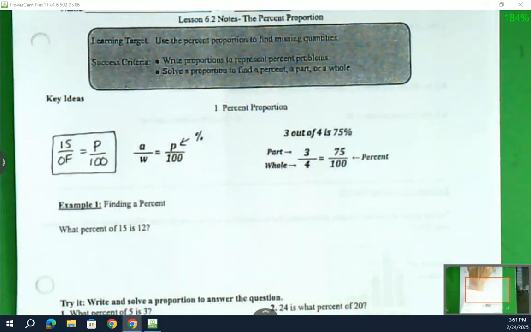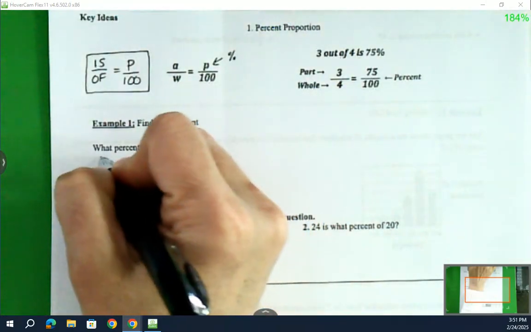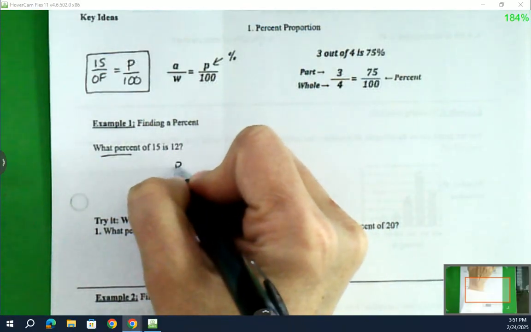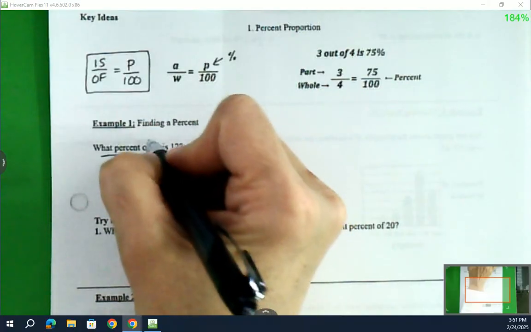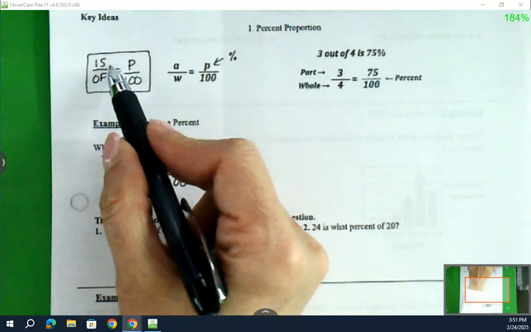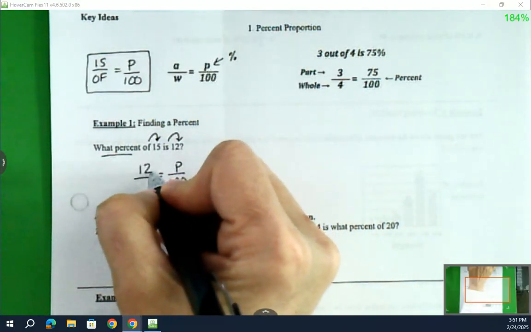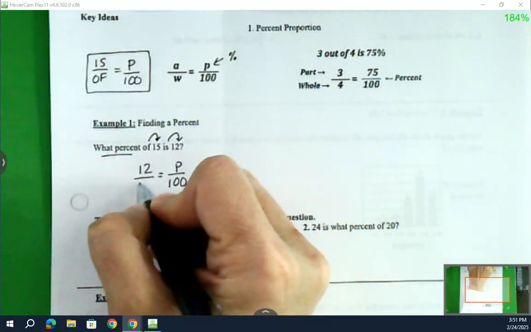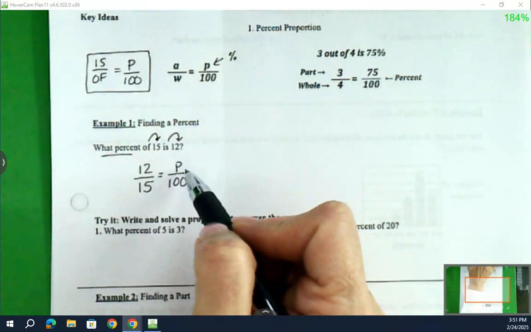So looking at example number 1, we have finding the percent. When we are looking for the percent, we don't know our P out of 100. So it says what percent of 15 is 12? So looking at our is over of, 12 is the part and of 15 is the whole amount. Once you have it set up with is over of equals P over 100, you're simply solving for P, the percent.